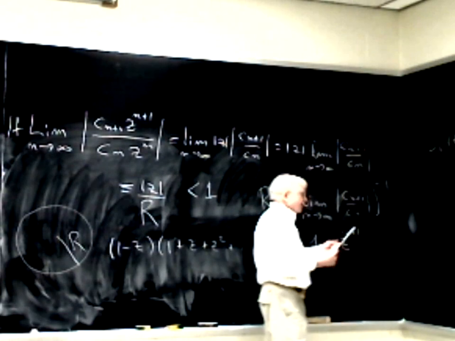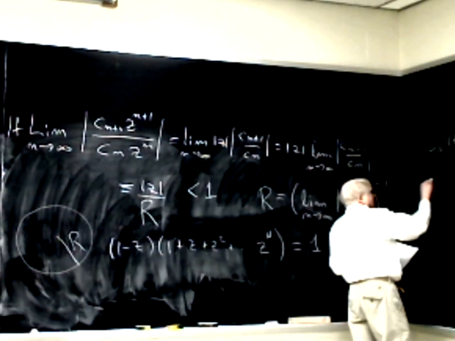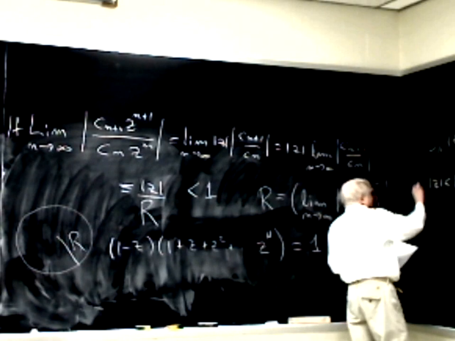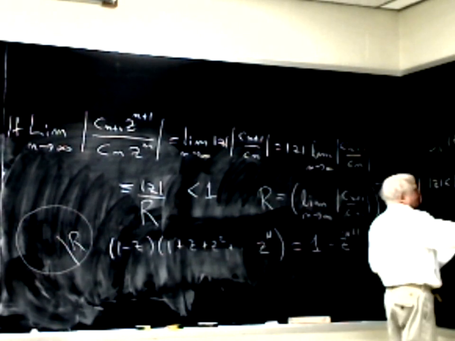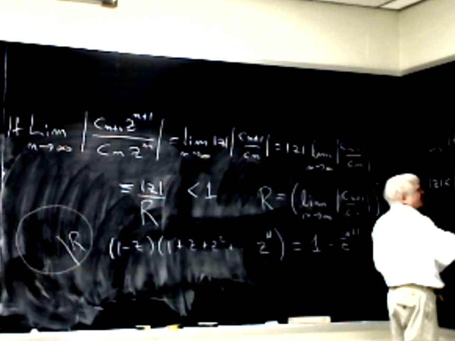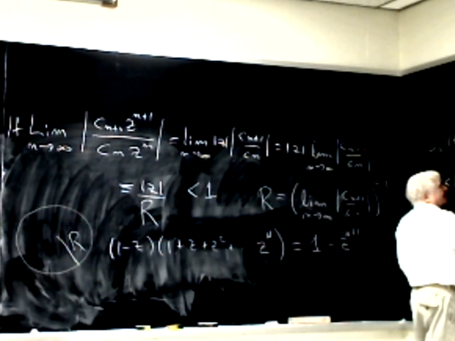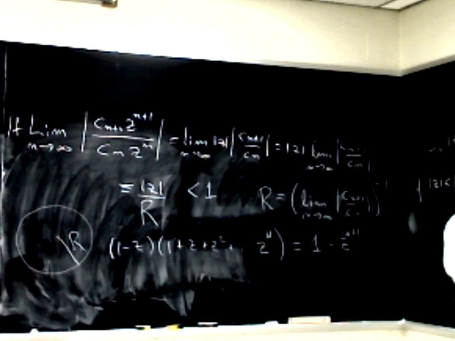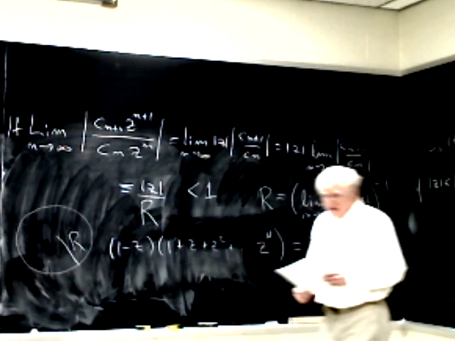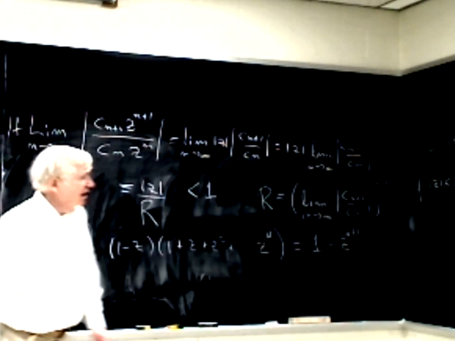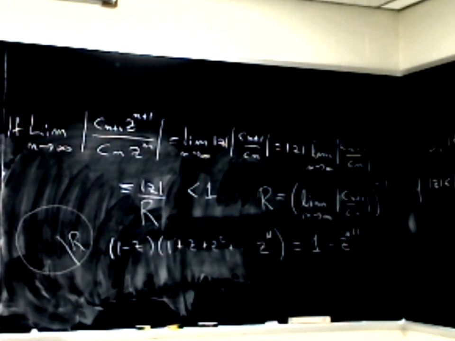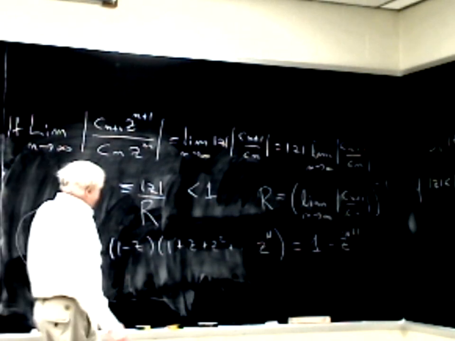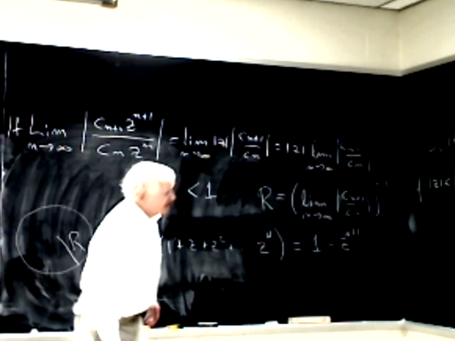And then, so what you have is, for the absolute value of Z less than 1, the limit as n goes to infinity of S sub n of Z is just 1 over 1 minus Z. And that tells us that 1 over 1 minus Z is the sum n equals 0 to infinity of Z to the n. So that's an example of a power series.